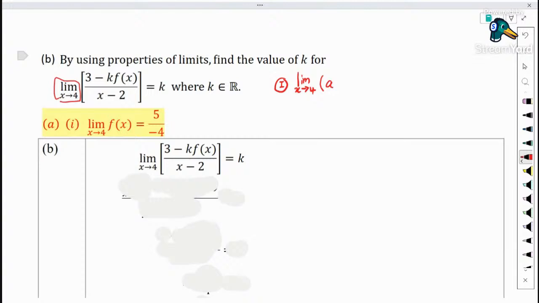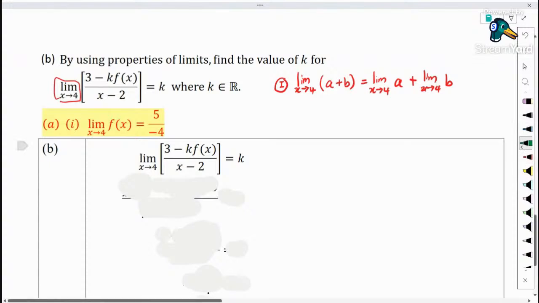The first property that I want to refer to is, let's say I have the limit of functions, or some terms, a plus b. It can be broken into the form of limit x approaches 4 of a plus limit x approaches 4 of b. I can break it into two limits and then join them with the operation between a and b. If it's a plus, then it's like this form. If it's a minus, then the plus sign will change to minus. So this is the first property.